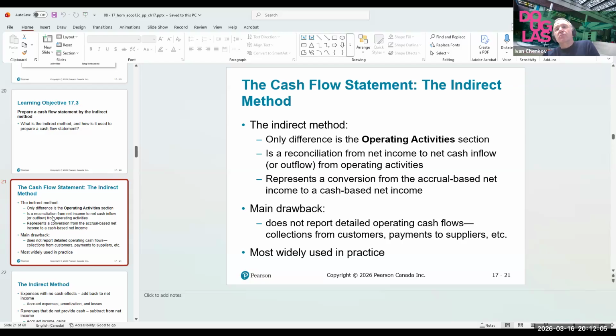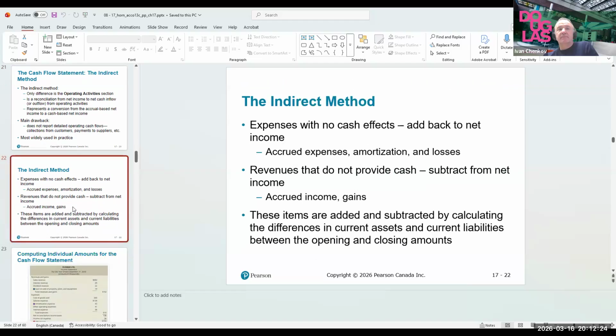Now, what's the drawback? The drawback here is that we're not reporting the sales and expenses, which are collections from the customers and payments to the suppliers. But the indirect method is widely used in practice. So how are we going to do it in the indirect method?